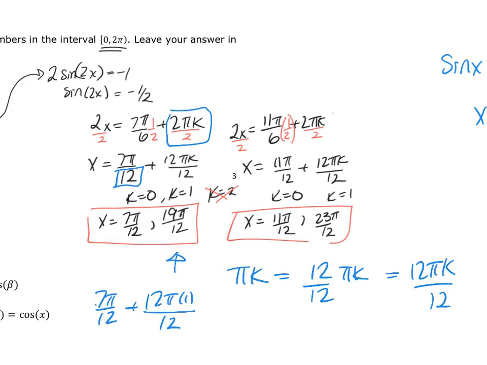Got it? Anything else? These are really good questions. Or anything else? Because I'm going to let you try some of these other ones on your own. Yeah, how did you go from there to 11 pi over 12 and 23?